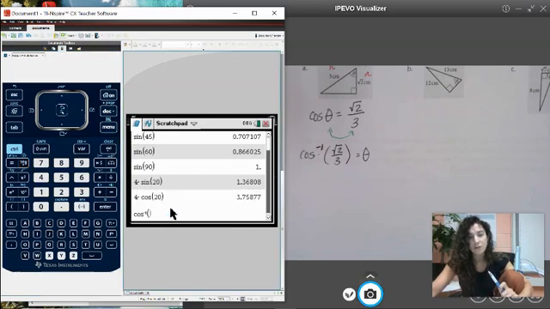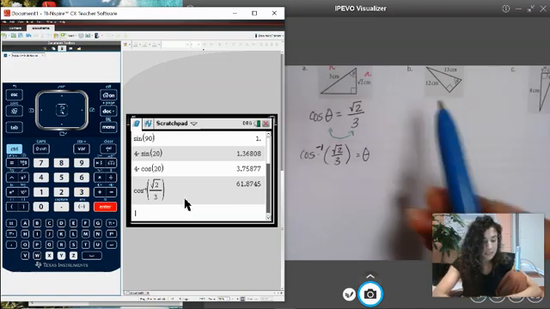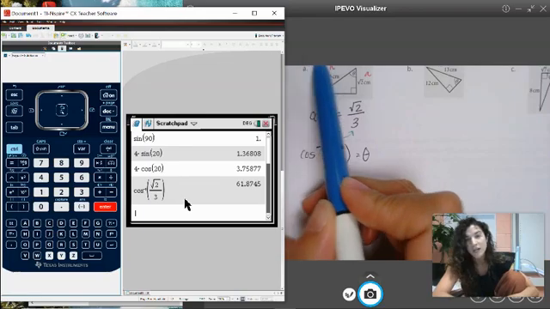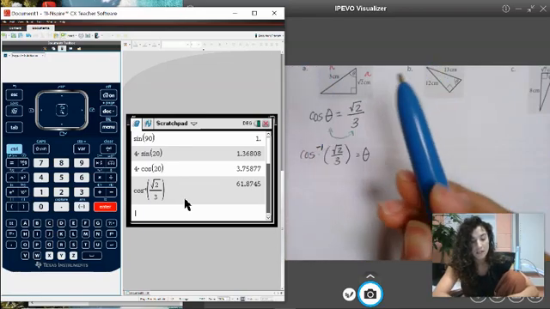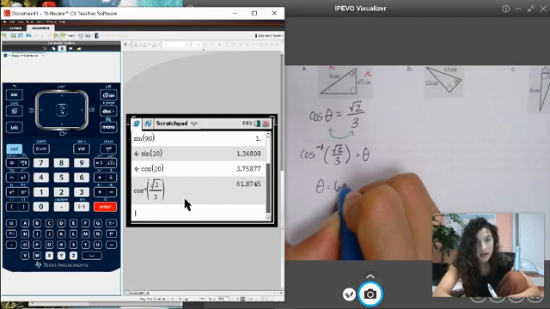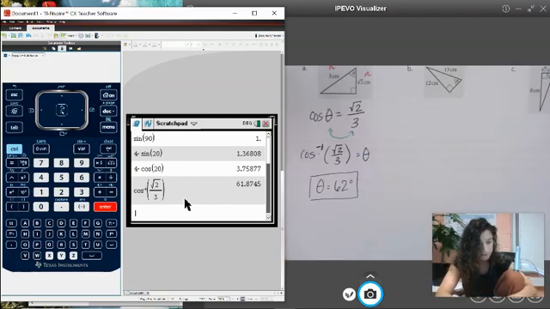Okay, so I'm doing the inverse cosine of the square root of 2, and then divide by 3. And it gives me 61.87. It does tell me correct to the nearest degree up above here, which means I need to round to the nearest whole number. So theta equals 62 degrees.